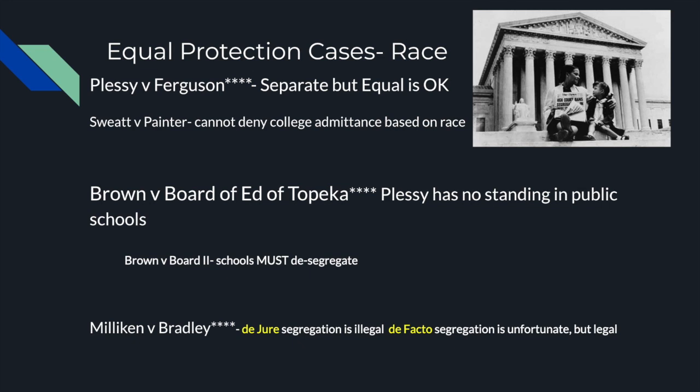If, according to Milliken versus Bradley, there is a law that says only white people can go to the high school right on the border between Cicero and the city of Chicago. Only white people can go there. That would be unconstitutional. That would be de jure segregation, and that would be a violation of the law.